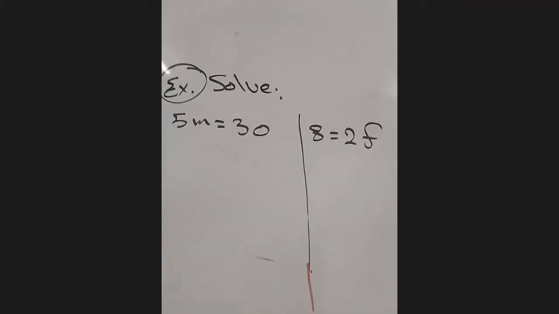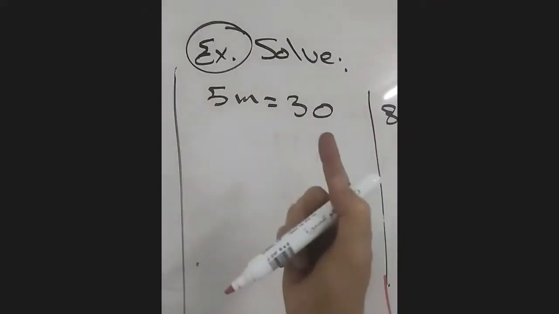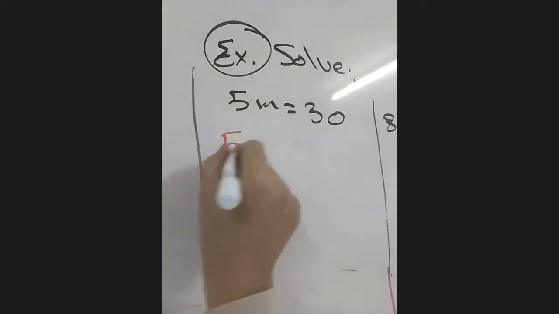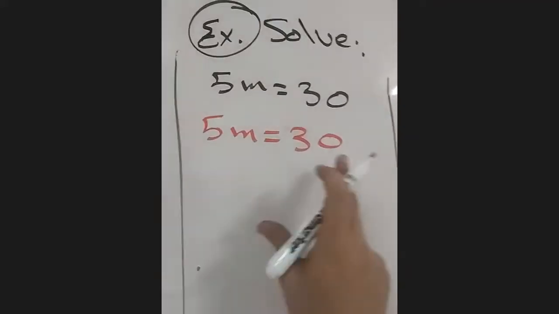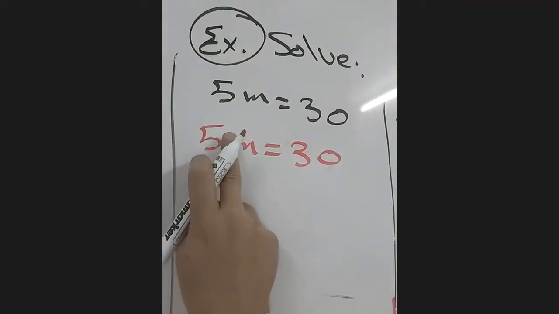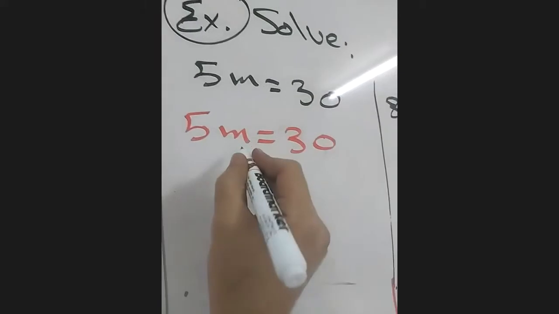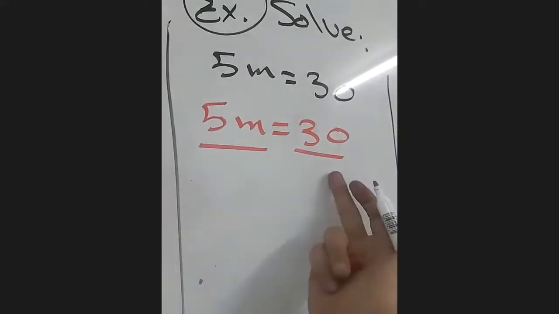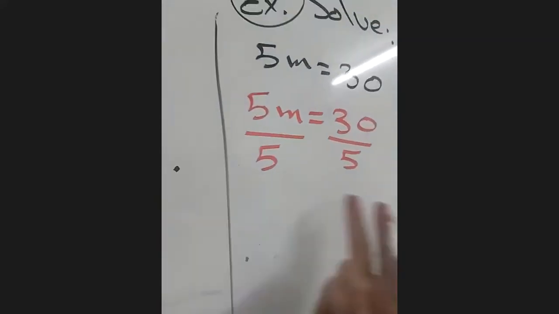Example. Solve the following two equations. Let's solve this one. First step, we rewrite the equation: 5m equals 30. Now I will search, what's the type of this equation? It is a multiplication equation. What I will do, divide by the coefficient. Where is the coefficient here? It is the number which is multiplied with the variable. So I will use the fraction form, dividing by the coefficient in both sides like this way.